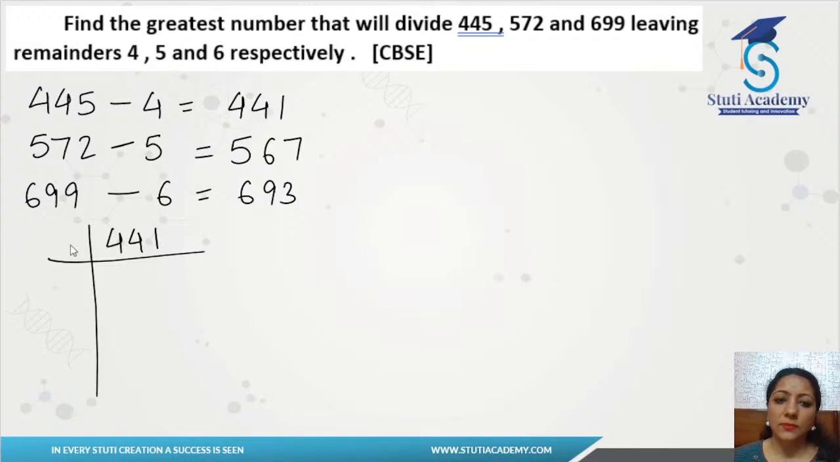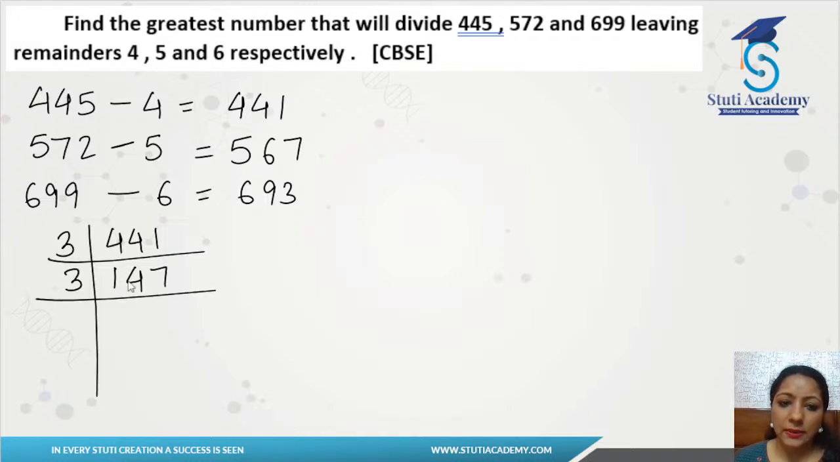We'll factorize this. Let's see whether it goes by 3. We have 3 here. Then we have 147. Then this will go by 3 again. We are going to get here 49. Then 7, 7, 7 and 1.